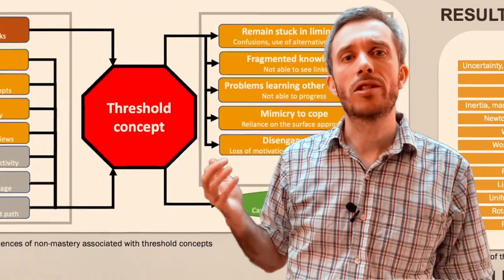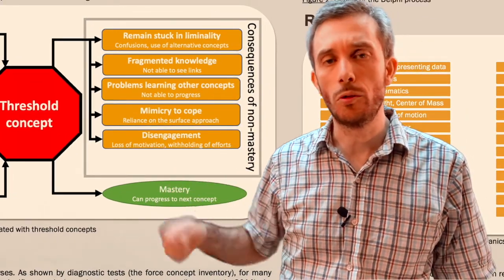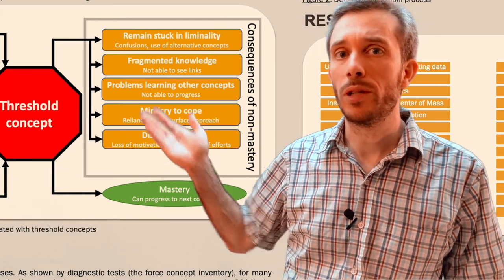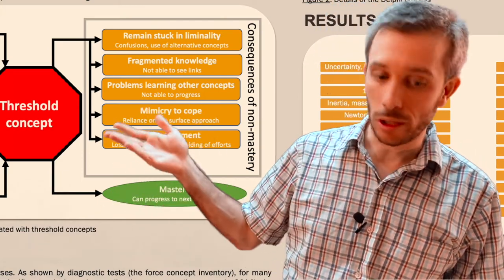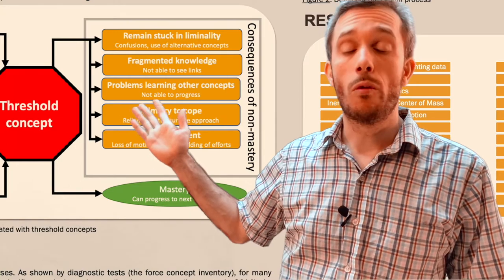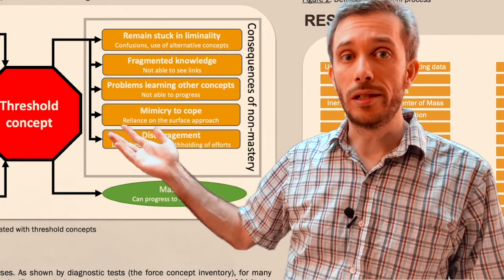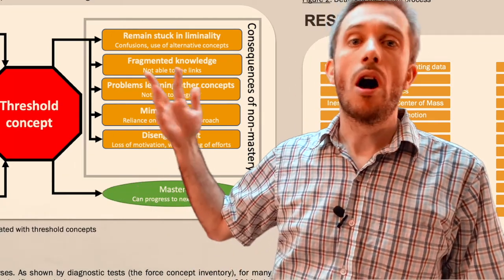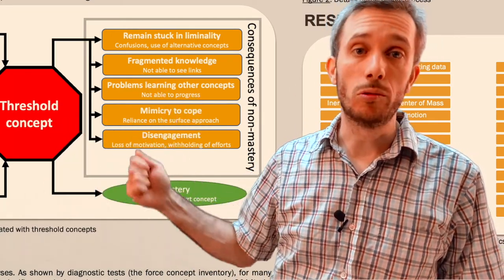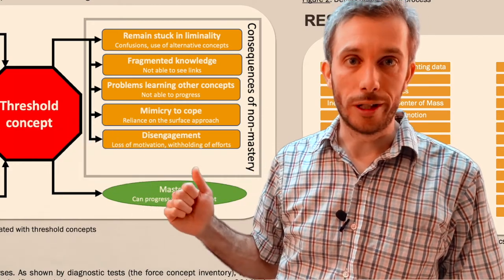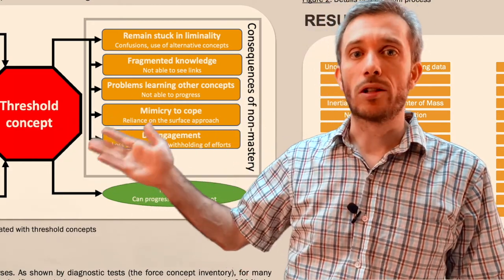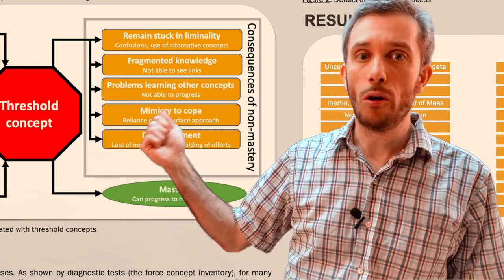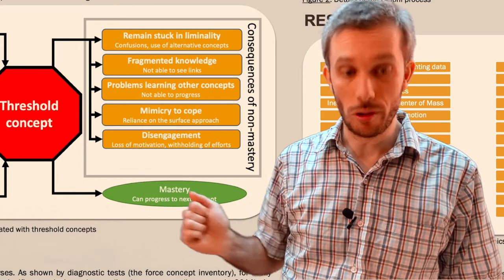Not properly mastering a threshold has been linked to being stuck in liminality, meaning knowing what doesn't work, but not really knowing what does work. Fragmented knowledge, which results in the inability to make links to other concepts. Problems studying other concepts, so not being able to continue on the learning journey. Mimicry as a coping mechanism, which, for example, could result in an overly reliance on the surface approach.